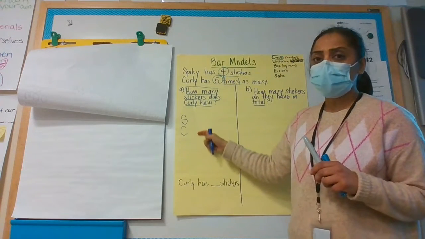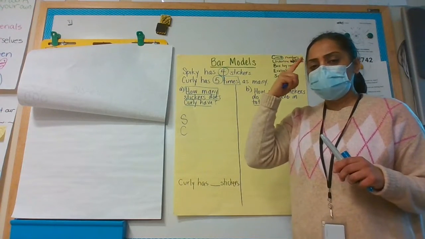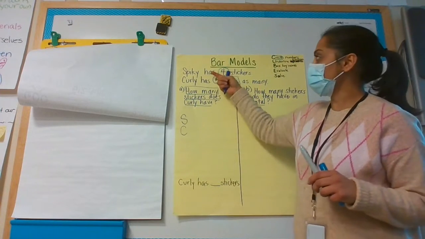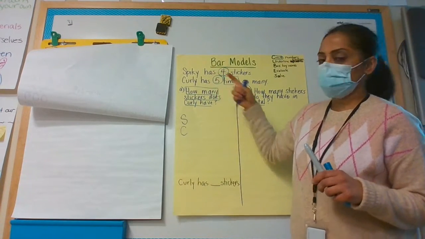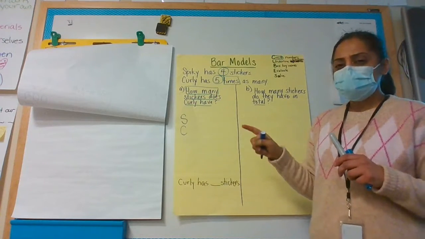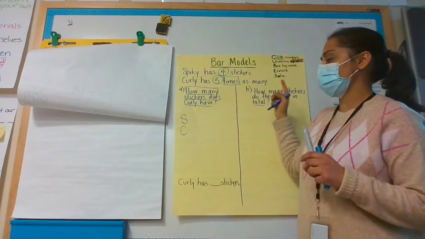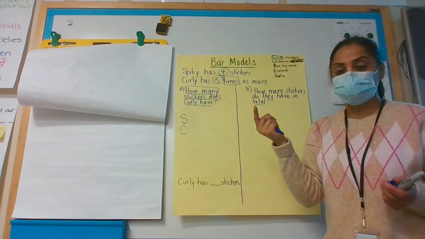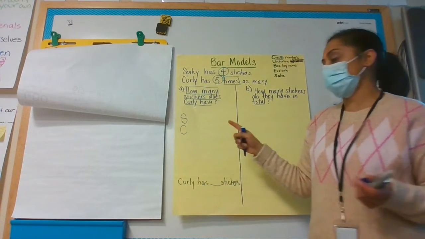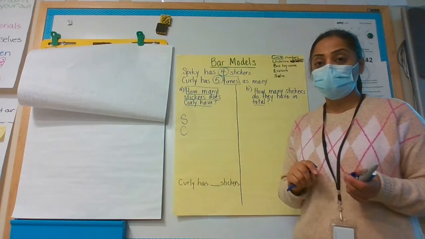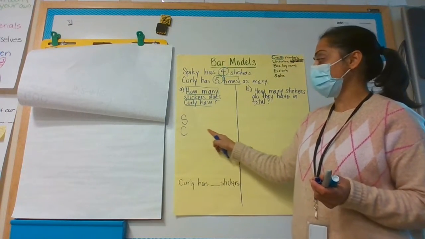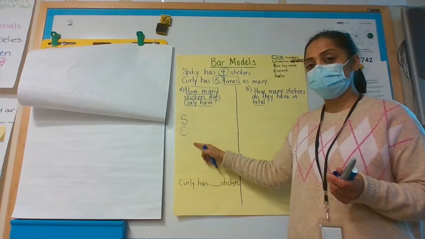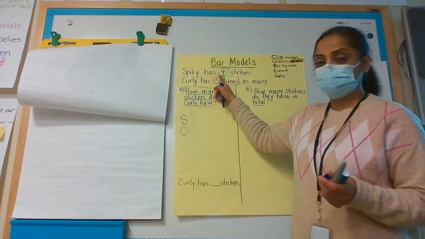And before I go ahead and draw the bars, I'm going to ask myself, well, who has the most stickers? Is it going to be Spiky or is it going to be Curly? In this case, if it's saying that Curly has 5 times as many, I'm already thinking that Curly has more stickers. That's going to help me draw my bars. And I'm going to be really careful because I know that Curly's going to have more than Spiky. So I want to make sure that when I draw them, it matches what the numbers are saying here.